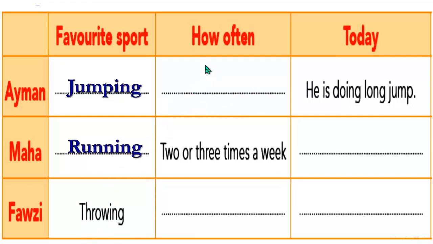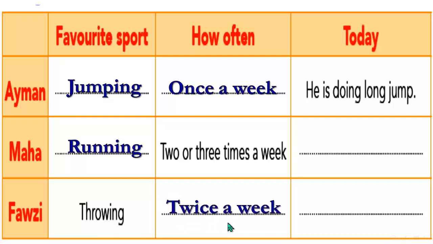Okay, now here in this side, how often they practice them? For Ayman, here once a week. What about Maha? 2 or 3 times a week. Okay, what about Fauzi? Fauzi, here, as you see, twice a week. Twice a week.